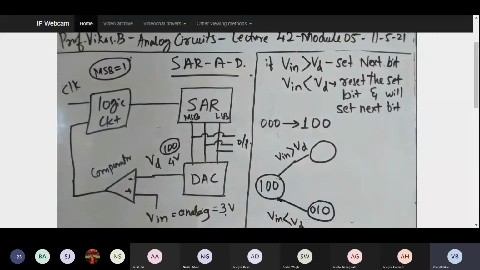Just look here, carefully look here. 100 was my initial bit and initial value. So this will be converted into its analog voltage. So it will result into 4 volt.